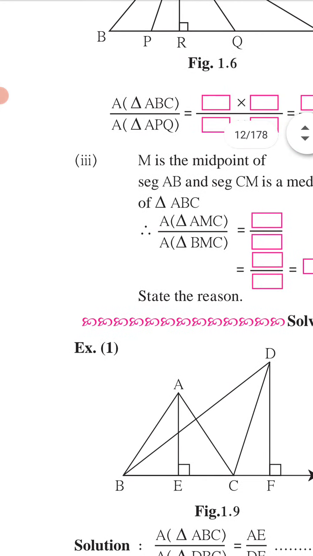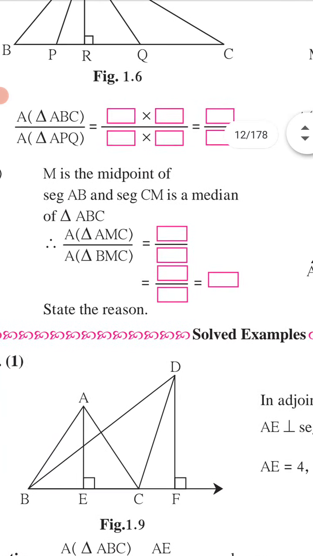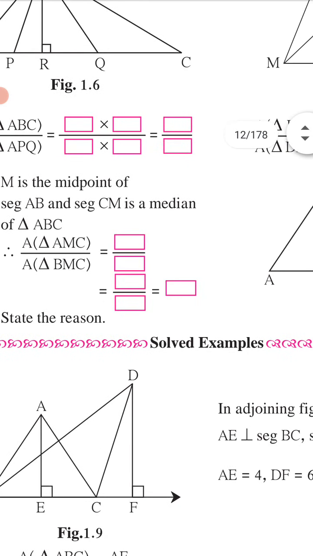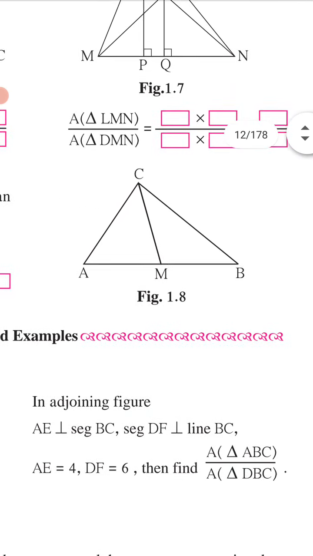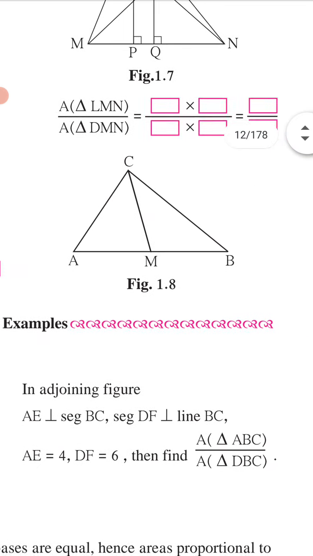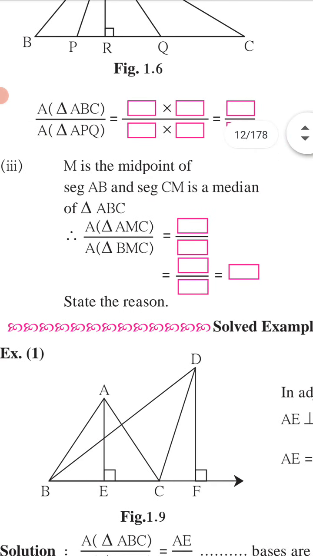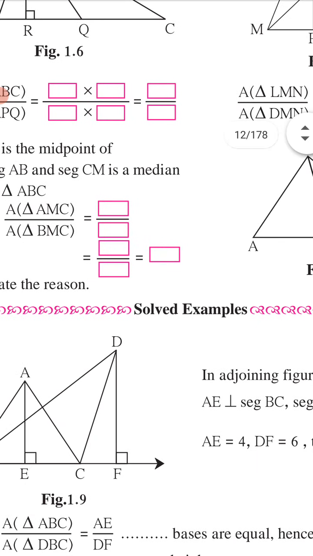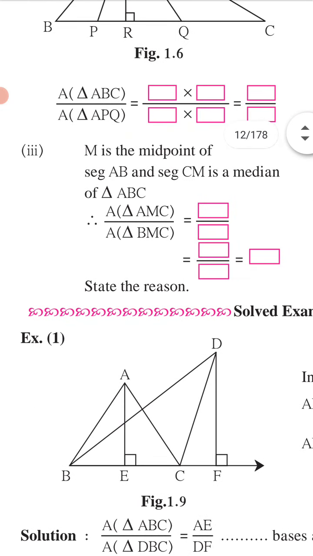Same for the third one. Here solve the third one, student. M is the midpoint of the segment AB and segment CM is the median of triangle ABC. Median means CM is the median, so M is the midpoint of AB. So AM and MB should be equal. Therefore area of triangle AMC upon BMC you are getting here AM upon BM. But AM and BM are the same. So you are getting the answer 1.